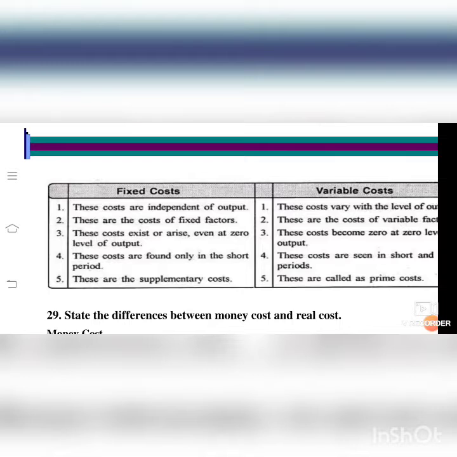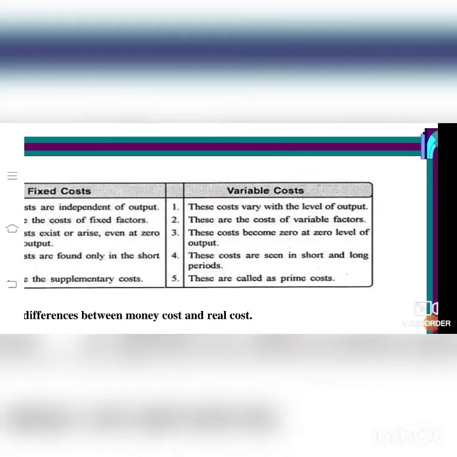Now we will see the right side, the variable cost. These costs vary with the level of output, meaning the profit will differ. In large firms you would have seen, they do not get the same profit. There may be a profit or there may be a loss. So their costs vary with the level of output.